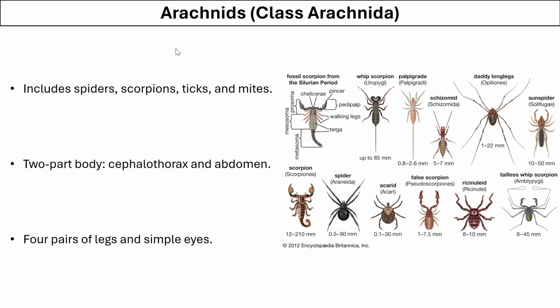Arachnids or class Arachnida is specifically characterized by the presence of 8 legs, as you can see here. So it includes spiders, scorpions, ticks, and mites. Their body has mainly 2 compartments, cephalothorax, which is a fused head and thorax, and an abdomen. They have 4 pairs of legs, which means 8 legs in total, and they have very simple eyes. But the presence of eyes is a new feature that you must not have seen in the animals that we have discussed before.